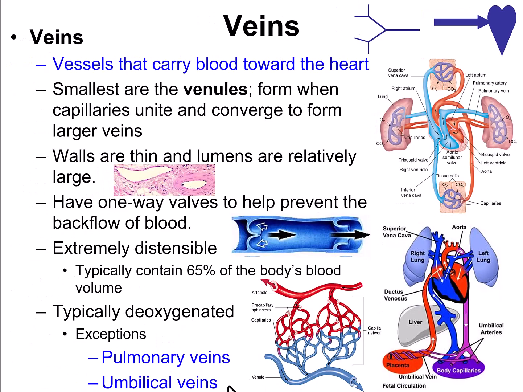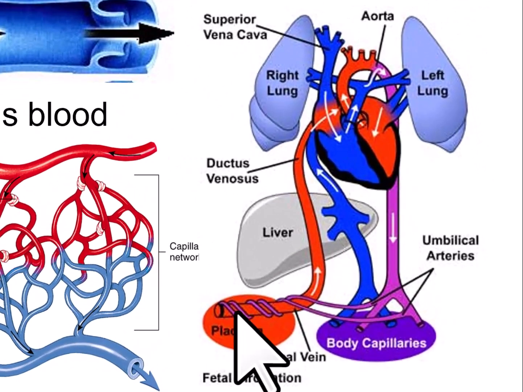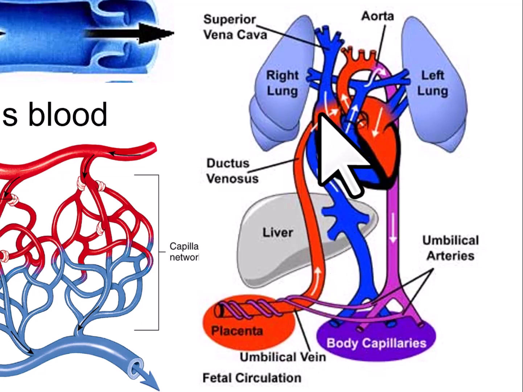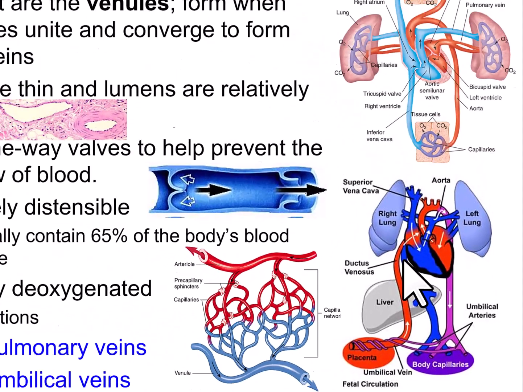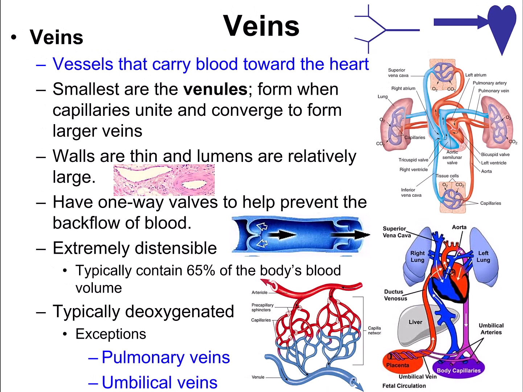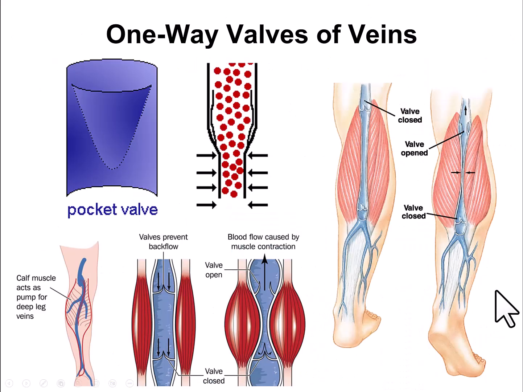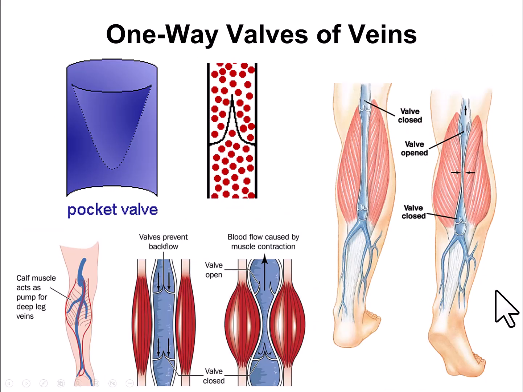Another example is the umbilical vein. Shown here is the placenta, and this is the umbilical vein carrying blood into the heart. Since this umbilical vein is going towards the heart, it's called a vein, but it's carrying oxygenated blood from the placenta. So those are two examples of veins that carry oxygenated blood, but most of them are going to carry deoxygenated blood.